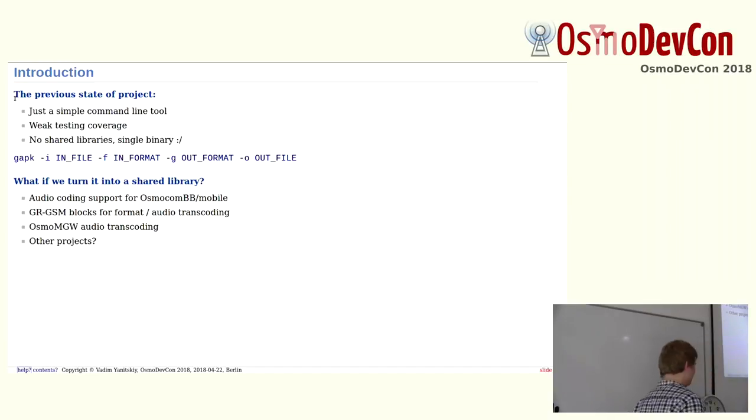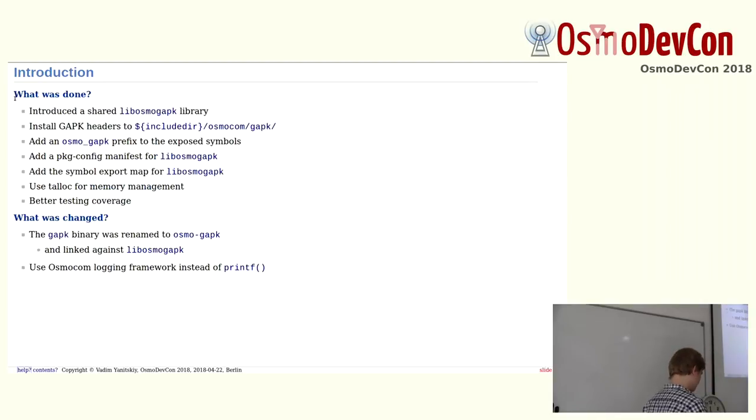And why not turn this into a shared library? I think it's a good idea. And for audio coding support, you can, for example, use this library for audio coding in OsmocomBB, a mobile application. We are currently doing some work implementing gr-gsm blocks for GNU Radio to support audio coding for GSM. And it could be also used for the Osmo Media Gateway to transcode streams. And probably someone else would like to use this. So, what was done by me is I created a new library called libosmo-gapk.